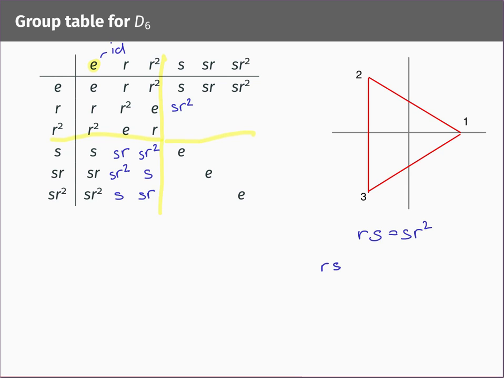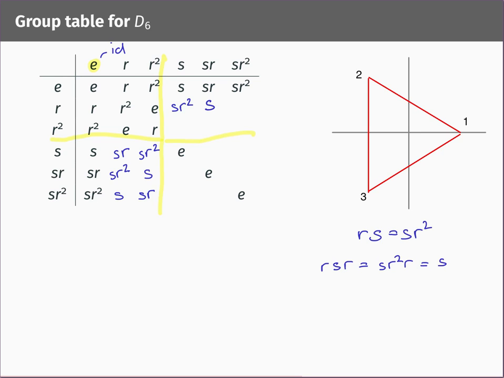So RSR should be equal to, well, that's RS multiplied on the right by R. So that's SR squared R, which is SR cubed. So that is S again. So I can put an S here.